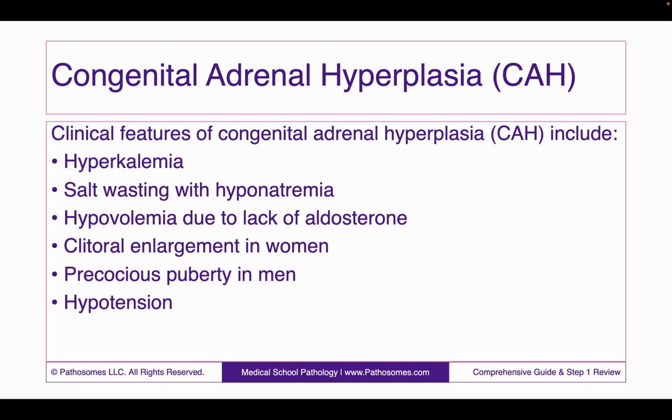Clinical features of congenital adrenal hyperplasia include hyperkalemia, salt wasting with hyponatremia, hypovolemia due to a lack of aldosterone, clitoral enlargement in women, precocious puberty in men, and hypotension.